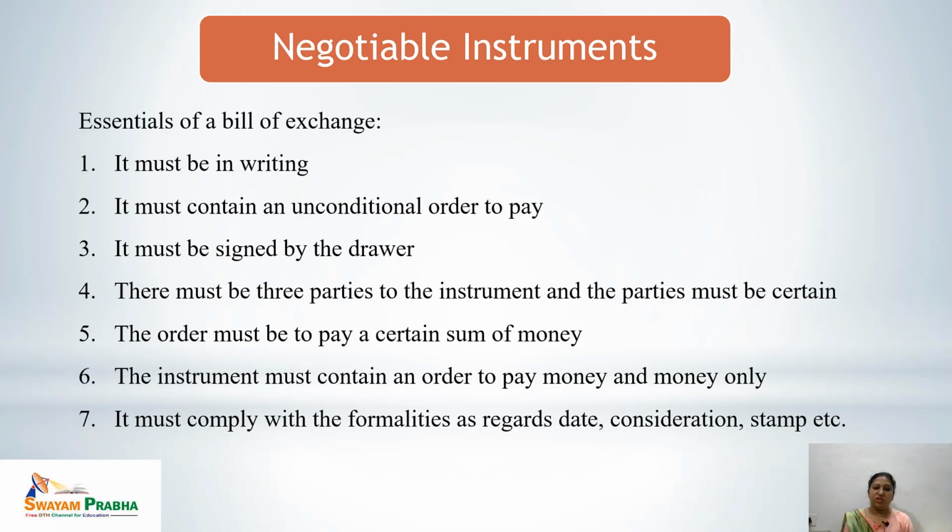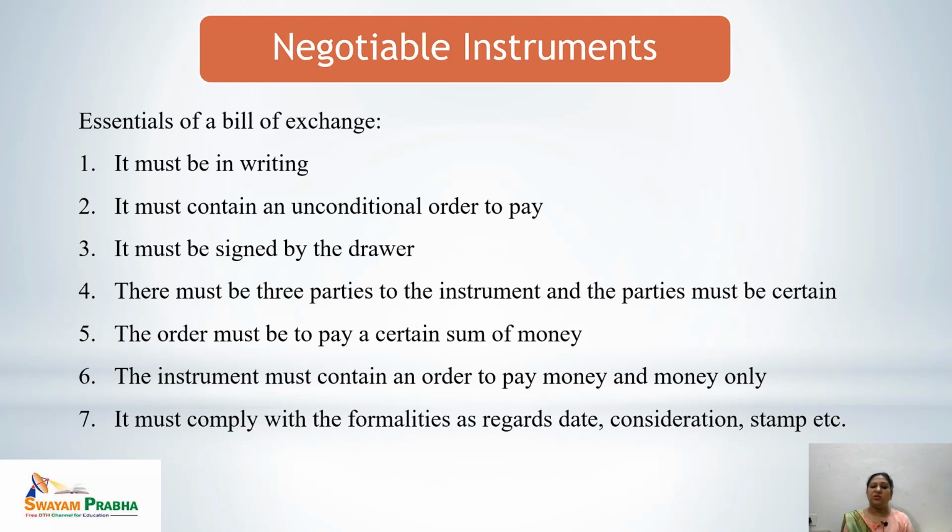There are a few essentials of a bill of exchange. The first essential is it must be in writing, as every negotiable instrument requires to be in writing. So this is again an important feature. It must contain an unconditional order to pay. As in the case of the promissory note, any condition attached to the payment of the bill of exchange will make it invalid. It must be signed by the drawer. Drawer is the person who draws the bill. So the signature of the drawer must be put on the face of the bill of exchange.